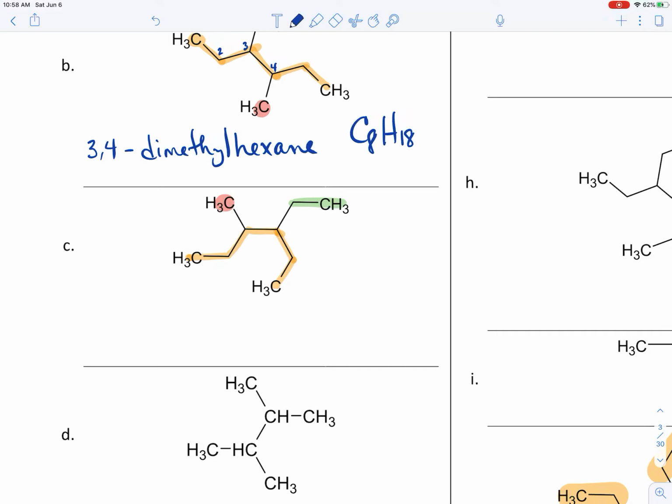In terms of numbering, 1, 2, 3, again, I don't think it really matters. If you number from the left, we get the methyl on carbon 3 and the ethyl on carbon 4. If you number from the other direction, you'll also have a 3 and a 4.